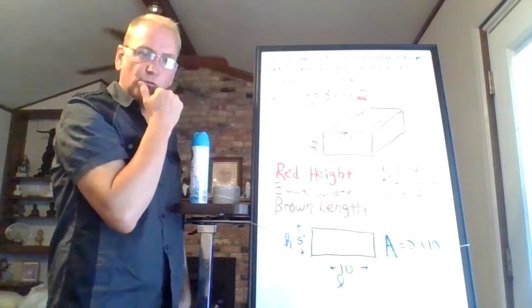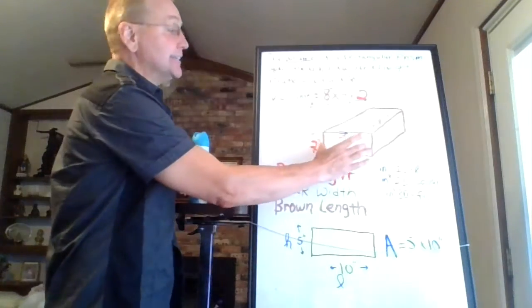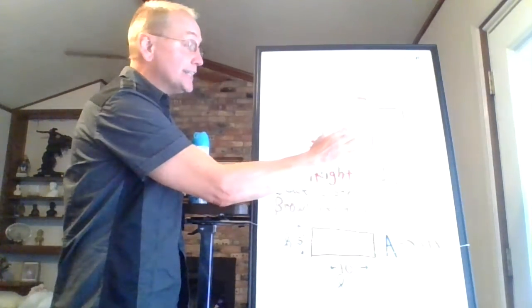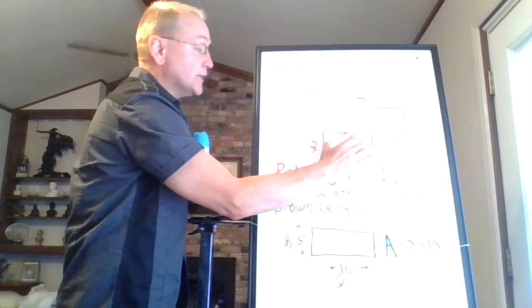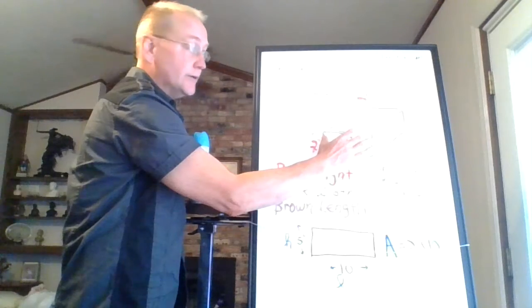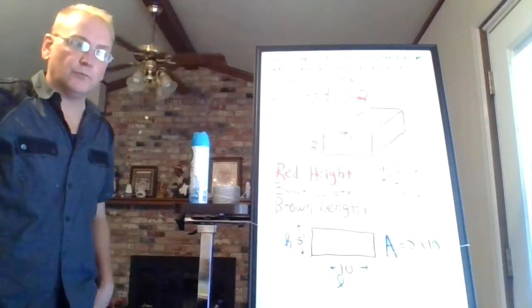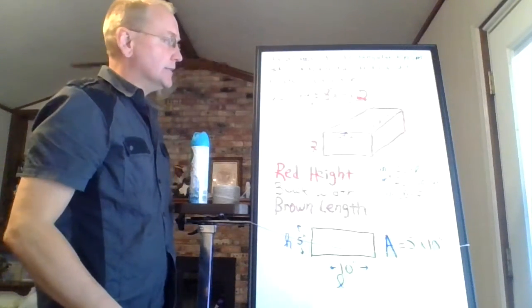The red, 2 inches. So if I want the volume, I need the area of the rectangle, but I need the area of the rectangle all the way back. So I take this area, 2 times 4 inches squared, times 8 inches back. And I get that for volume. So it's length times width times height.